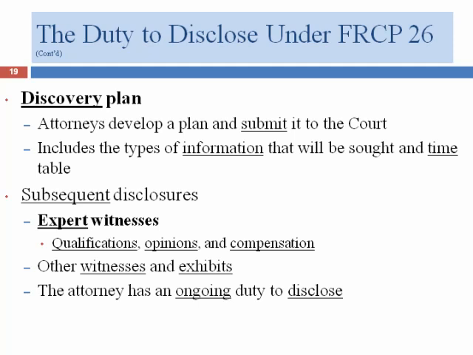Another thing that happens under Federal Rule of Civil Procedure 26 is that a discovery plan is developed, and the attorneys for both sides develop a plan and submit it to the court. It includes the types of information that will be sought and the timetable for it.